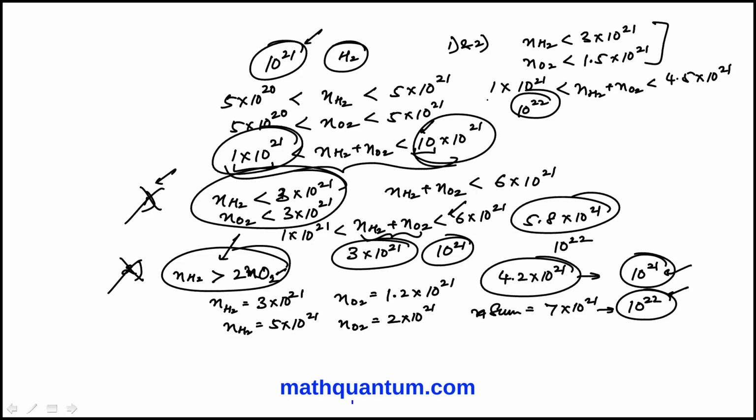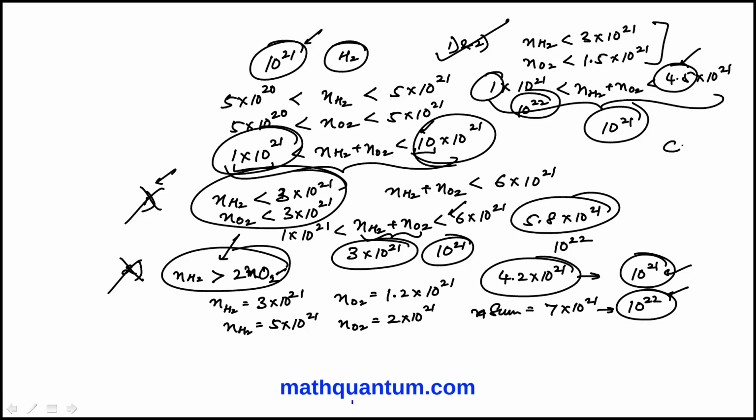And we already had this limit from the main stem, which means here that number goes from 1 to 4.5, and no matter what it is, this will be rounded to 10 to the 21, because that is less than 5. So combined, the 2 statements are sufficient. The answer is C.